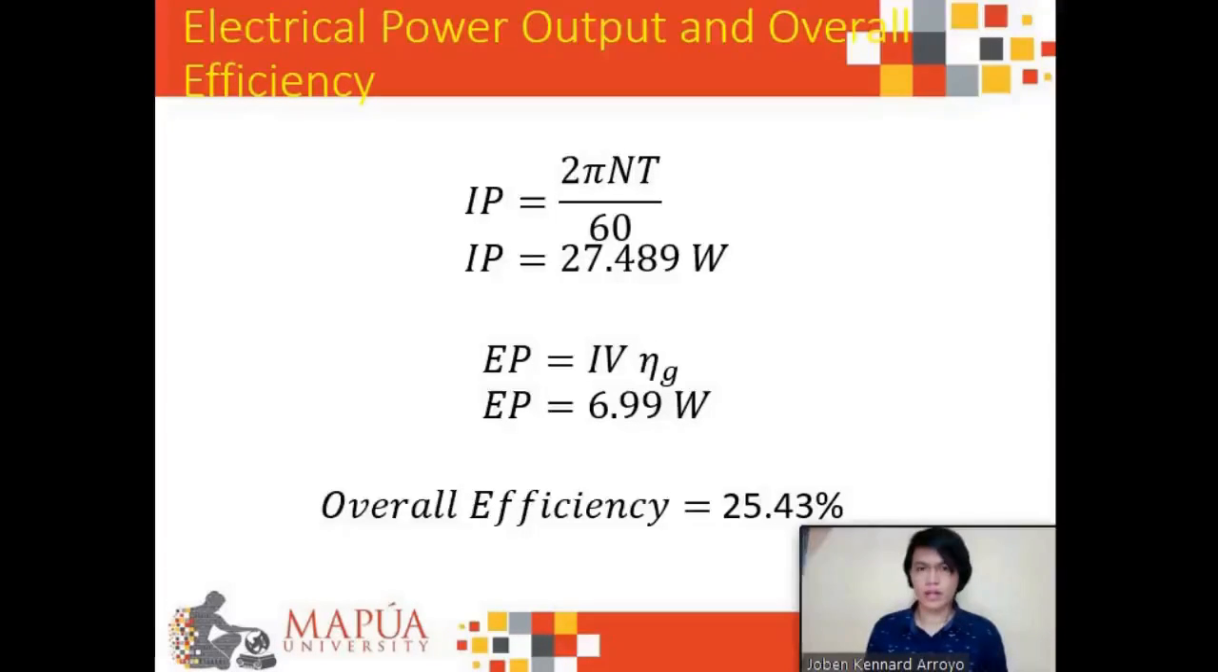We calculate the output power using the formula electric power equals current times voltage times generator efficiency. Note that the output power is theoretical, since we use the current and voltage rating of the chosen generator. Substituting the values in the formula, we calculate the electrical power or the output power to be equal to 6.99 watts. Knowing the output power and the input power, we can easily calculate the overall efficiency to be equal to 25.43%.